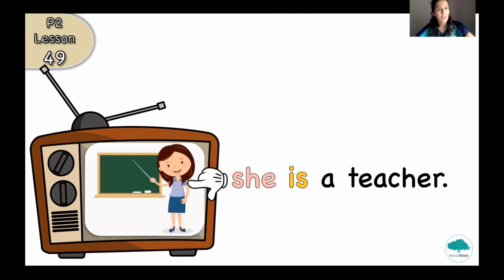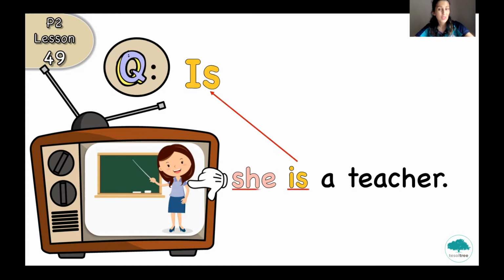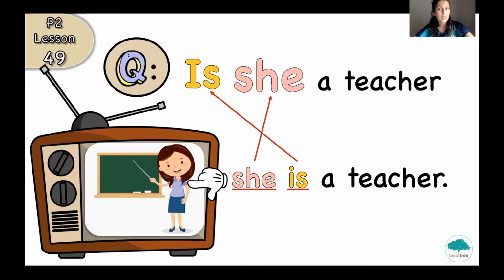She is a teacher. And let's make a question. Is she a teacher? Is she a teacher? So you have to put is first, then she, and then a teacher with a question mark. So you can see that we reverse the order of the words.